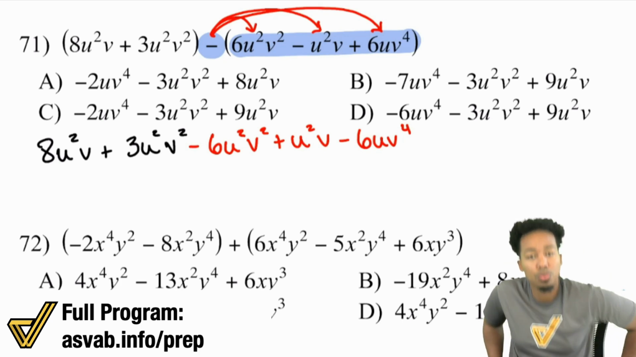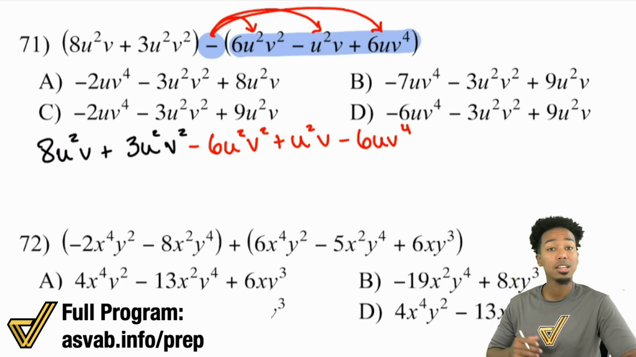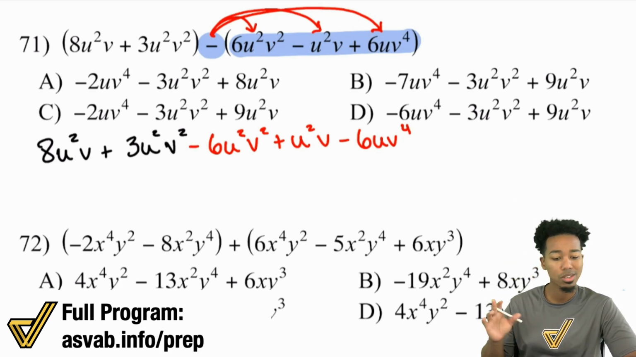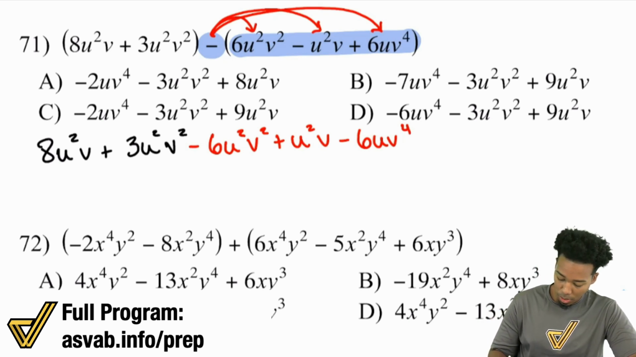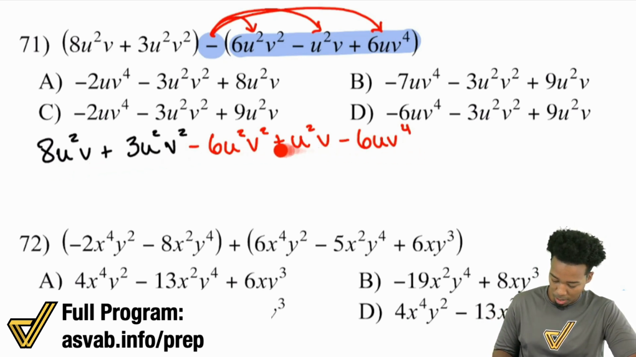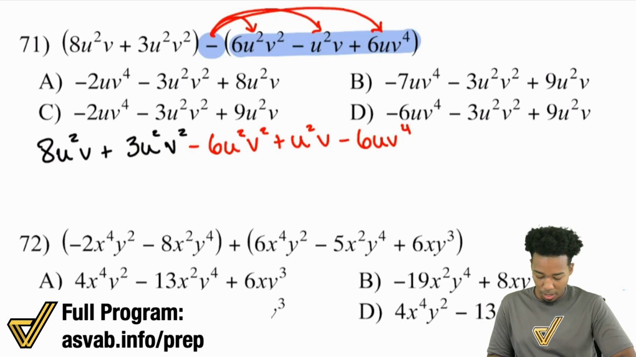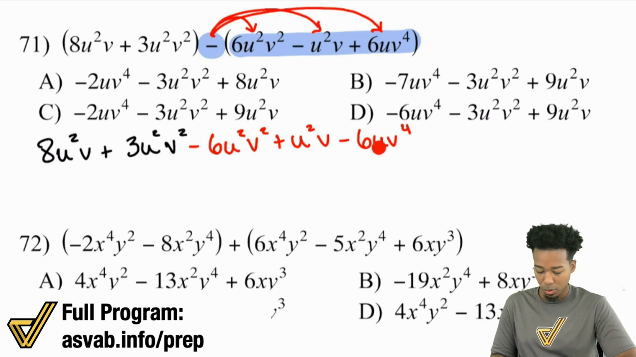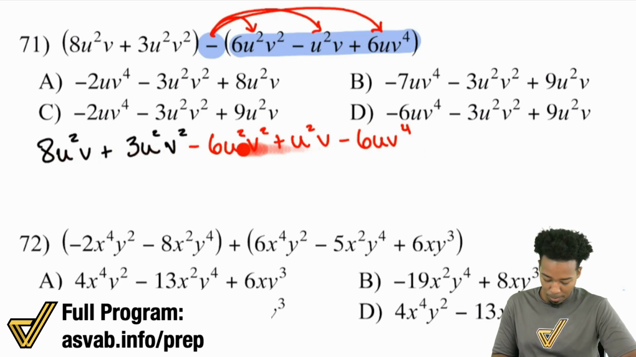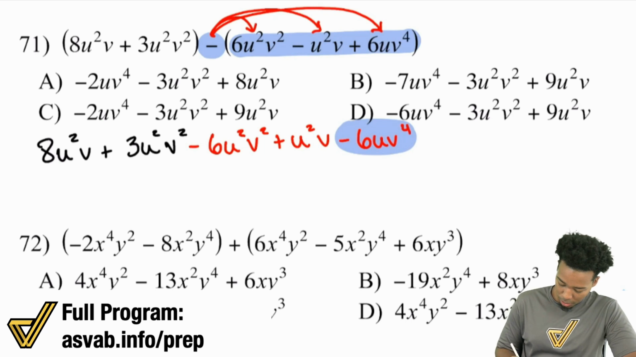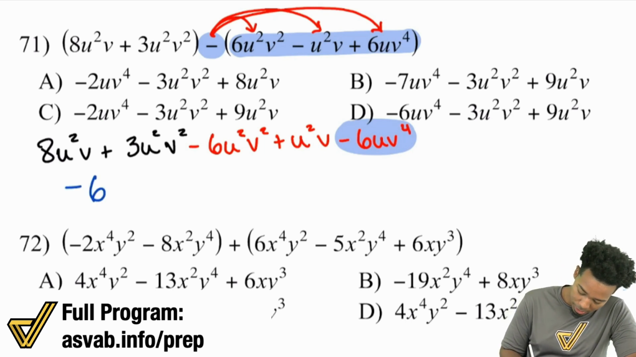So now that we have everything rewritten the right way, let's take advantage of what we have, combine like terms, and we're good. I noticed that the highest degree term would be the u v to the power of 4 because you have a 1 there and a 4 there, so a total of 5. We see if we have anything that we can combine it with. Nothing at all. There's nothing we can combine this with, so I'm literally just going to write negative 6u v to the power of 4.